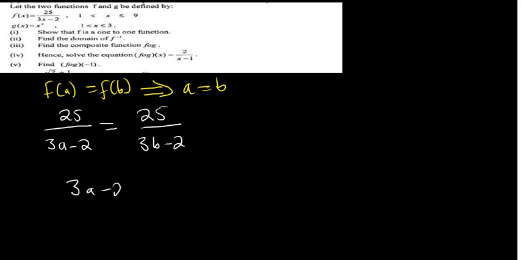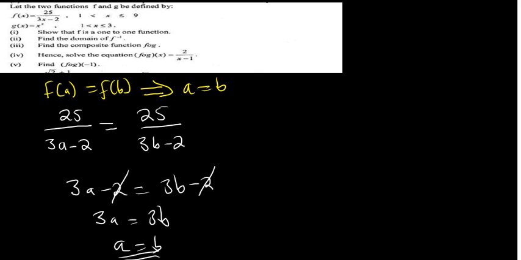3a minus 2 is equal to 3b minus 2. I'm going to take this to this side, it is going to be positive. So see, this is going to be positive, this is negative. Those are going to cancel out. Going to remain with 3a is equal to 3b. Okay, divide both sides by 3, I mean a is equal to b, hence shown.